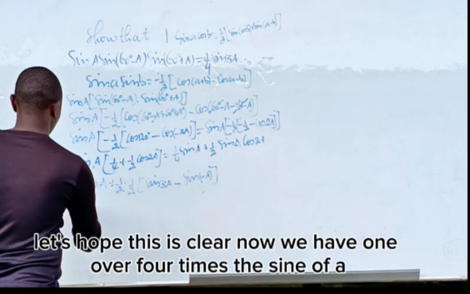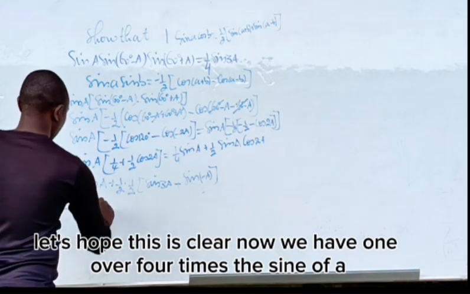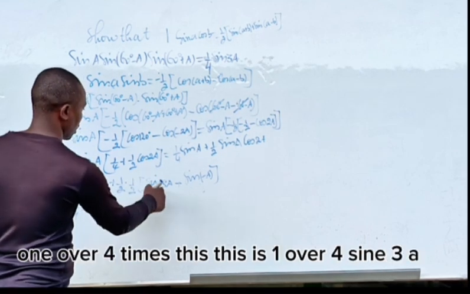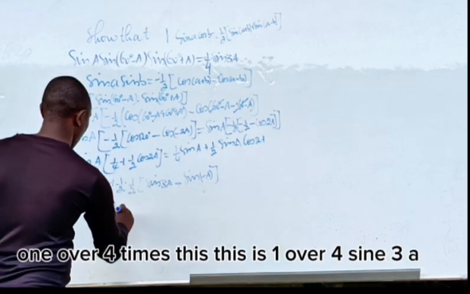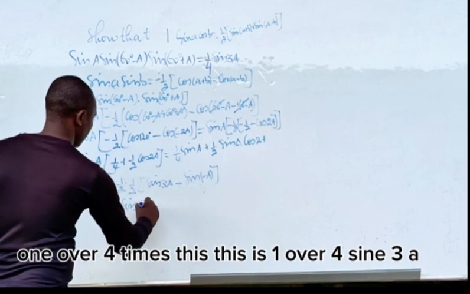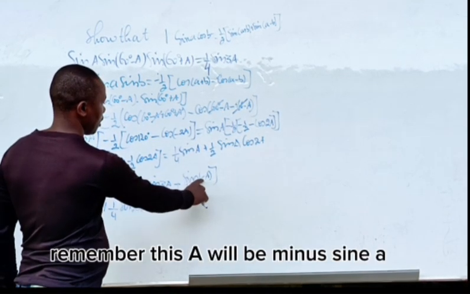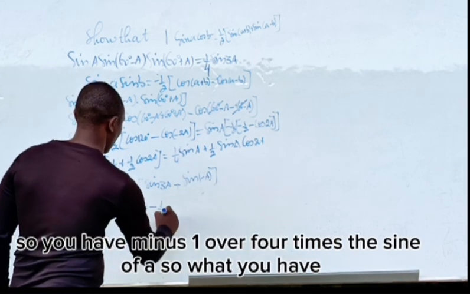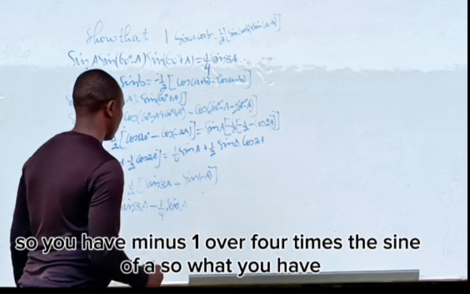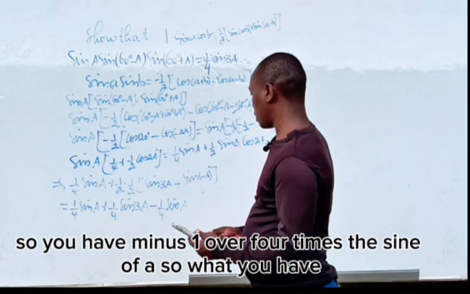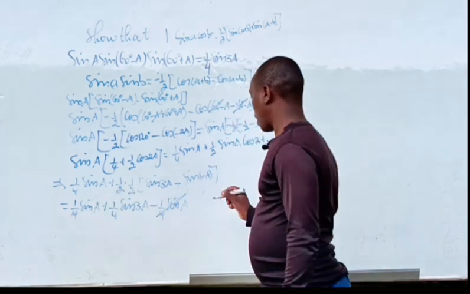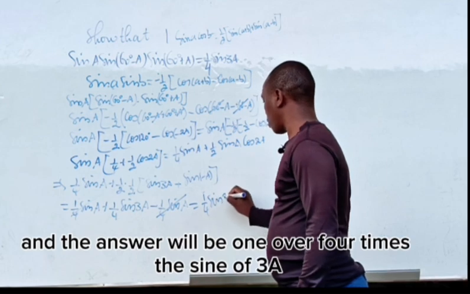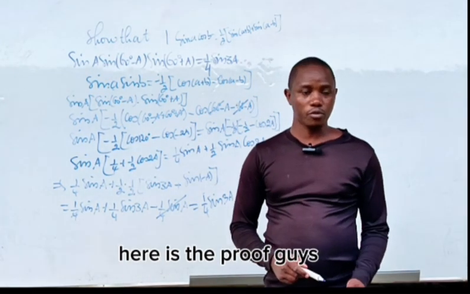Now we have 1 over 4 times the sine of A plus this times this, which is 1 over 4 times 1 over 4 sine 3A. This 1 over 4 times this, remember this will be minus sine A, so we have minus 1 over 4 times the sine of A. So what you have, this will cancel with this, and the answer will be 1 over 4 times the sine of 3A. Here is the proof, guys.